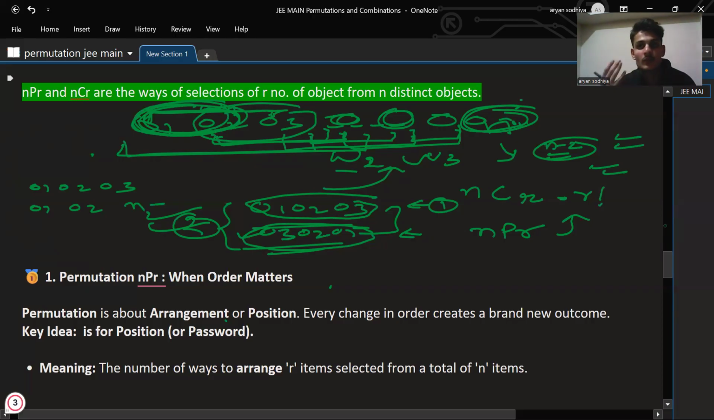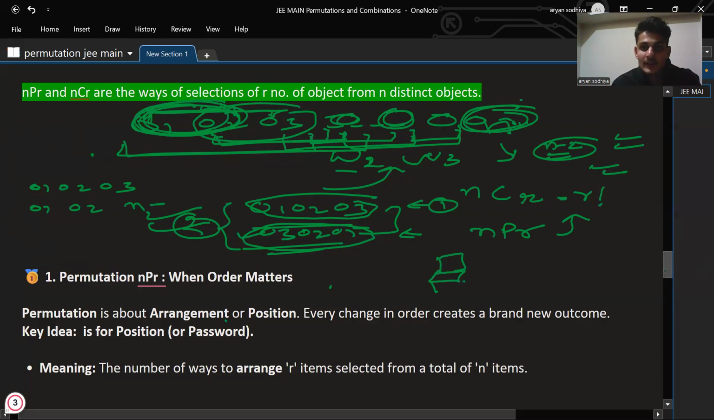If you need to group 3 objects out of n objects, order does not matter. Either you say O1, O2, O3 or O3, O2, O1, they are all the same because the group matters. These three are there, that matters. Which comes first does not matter in grouping. Whenever the question asks to group 3 elements out of 100 elements, order does not matter, use nCr, that is 100C3. Simple.